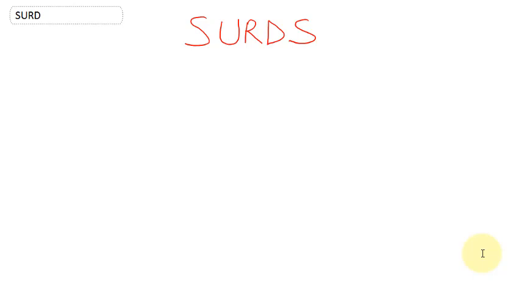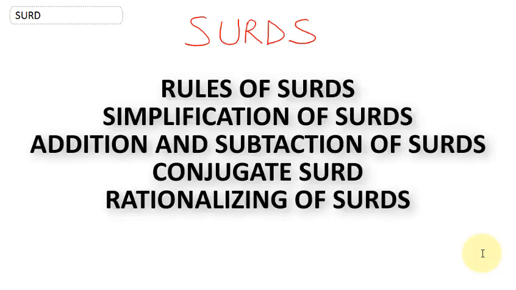Hello, welcome to Surds. In this topic, we are going to be discussing the basic concepts, the rules of Surds, and how to solve questions on Surds. Surd is one of the very popular topics in mathematics, and your understanding of Surds is going to help you in solving questions like indices and logarithm and several other topics in mathematics.